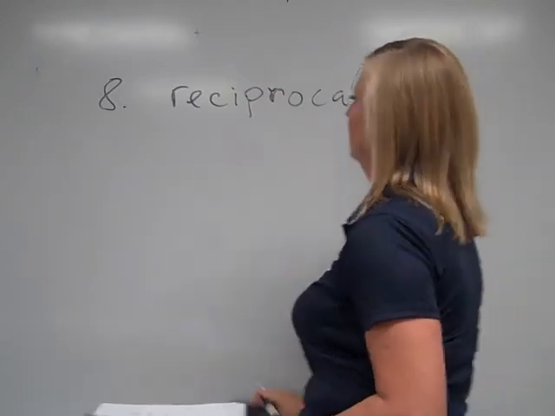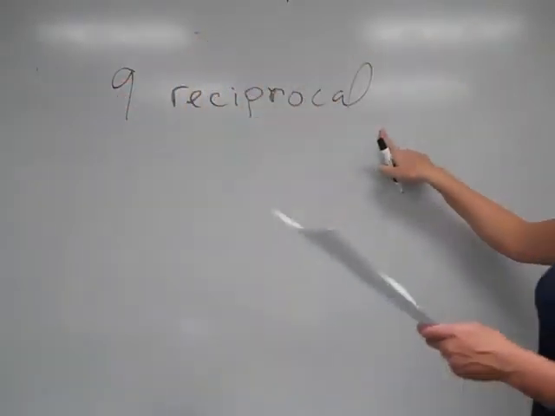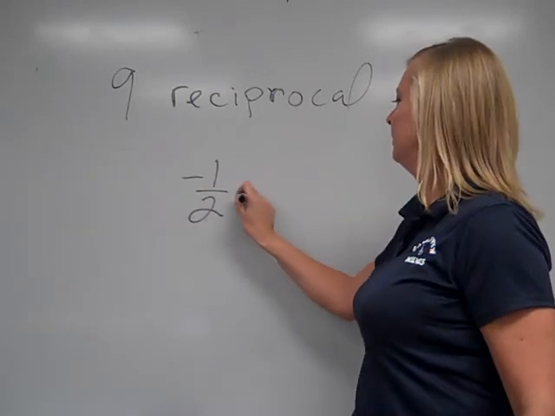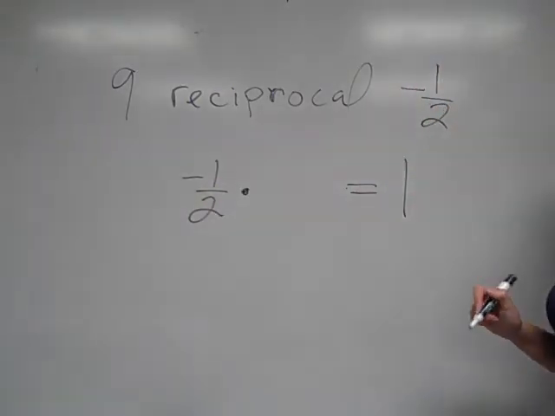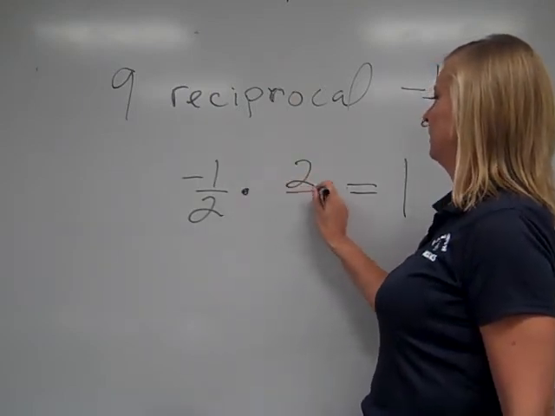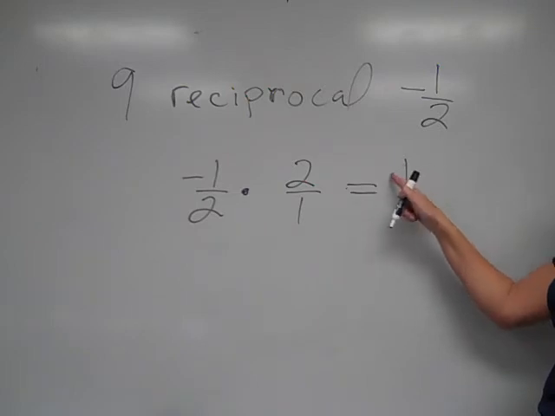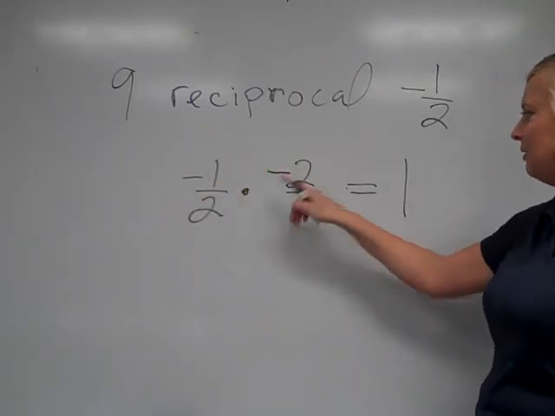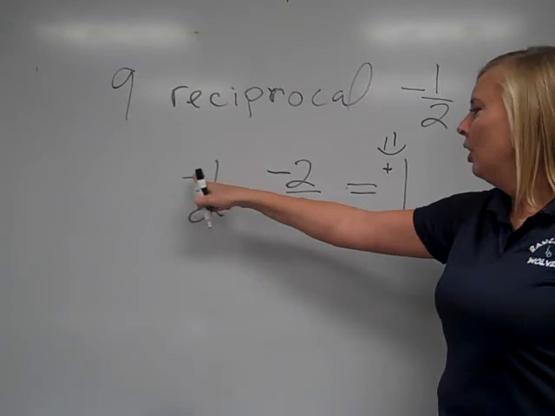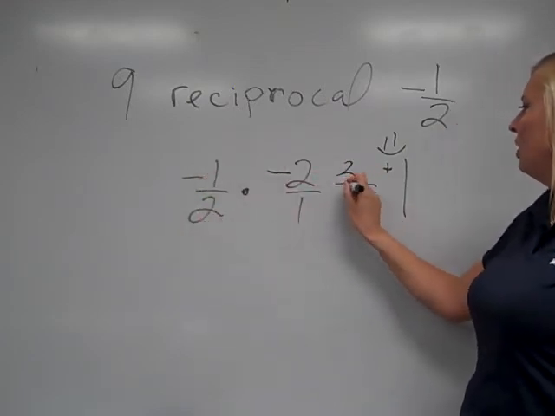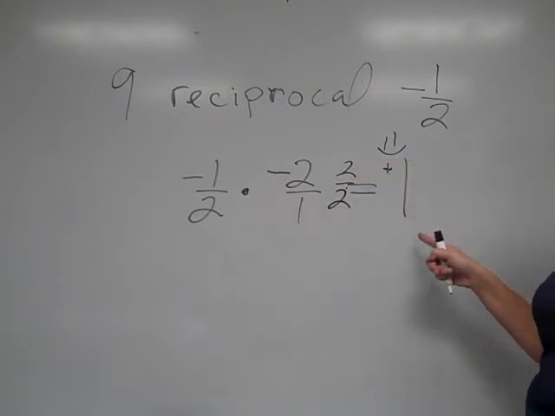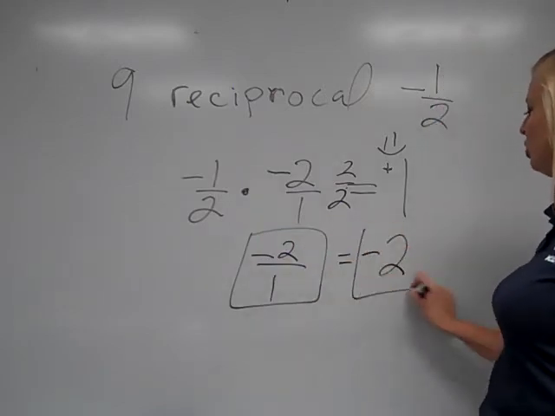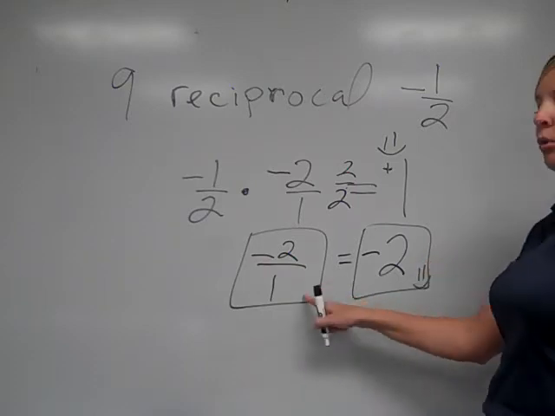Number 9. What is the reciprocal of negative 1/2? Well, remember that in our reciprocal, whatever we multiply by has to equal 1. So we're going to flip it, but a negative times a positive would give us a -1, and that's a problem. So let's make this negative. Negative times a negative is positive, that's good. 1 times 2 is 2. 2 times 1 is 2. 2 halves equals 1. So then our reciprocal is -2 over 1, which is the same as -2. This is a better answer. They're both right. This one's better.